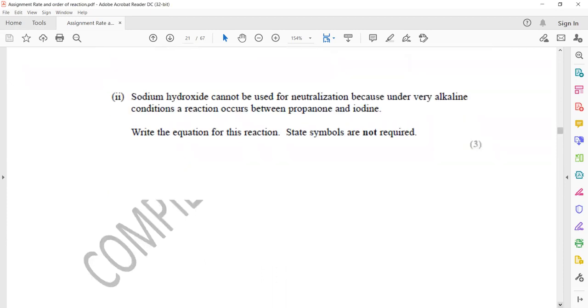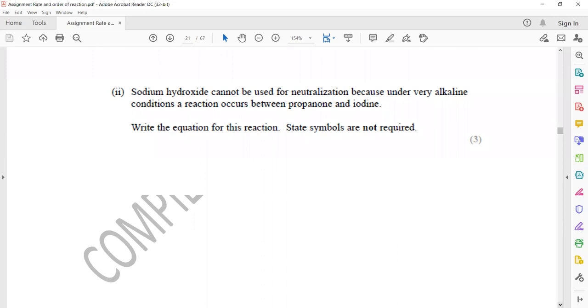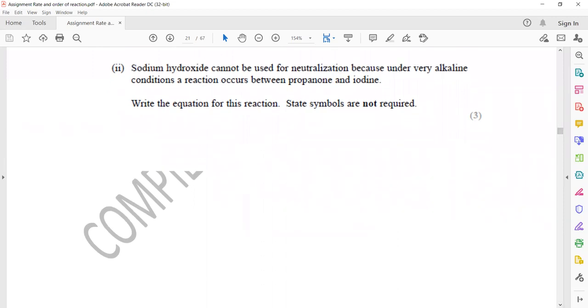The next part: sodium hydroxide cannot be used for neutralization because under very alkaline conditions, a reaction occurs between propanol and iodine. The equation for this is related to organic chemistry, so we will do that later. We only completed the first topic, which is about kinetics.